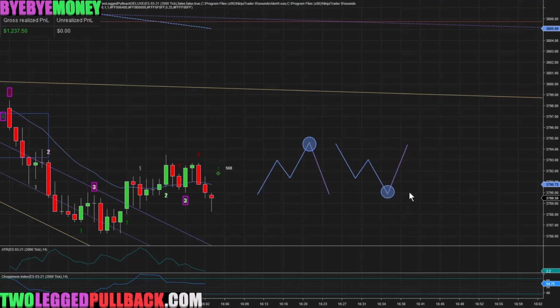The reason why we look for this setup is because it's a very highly probable trade. When the market does two attempts at something and fails, it usually does the opposite. So when you have two pushes up and then it reverses, the market has failed to continue this trend. So we like to find this entry right here after the two-legged pullback.